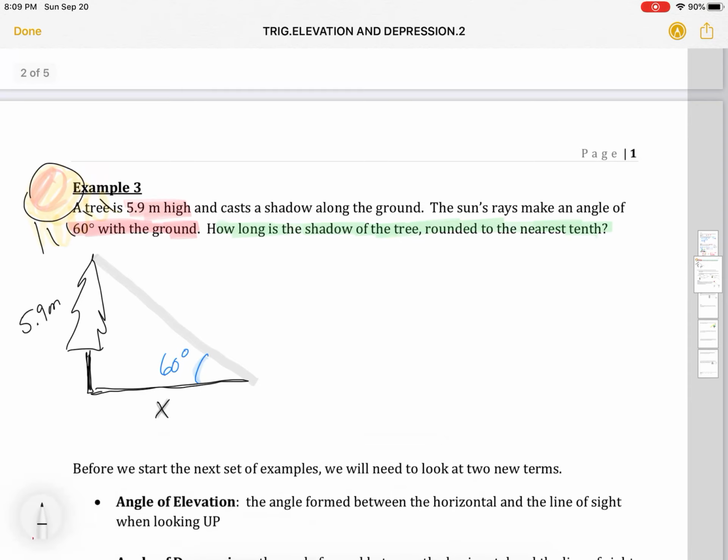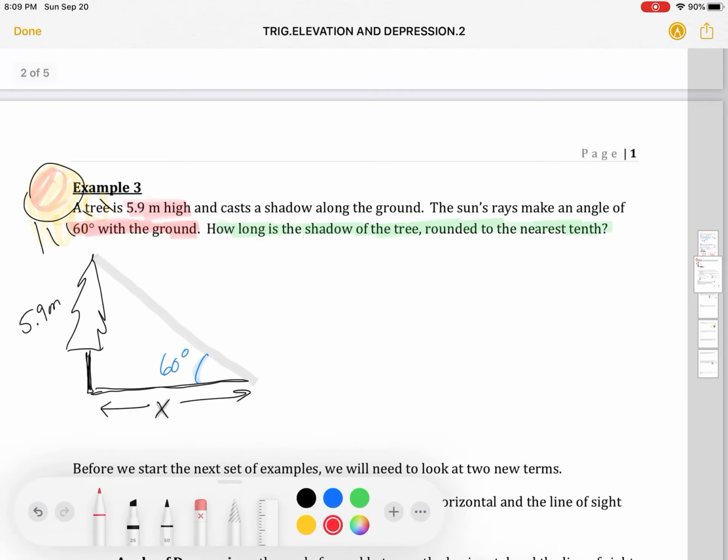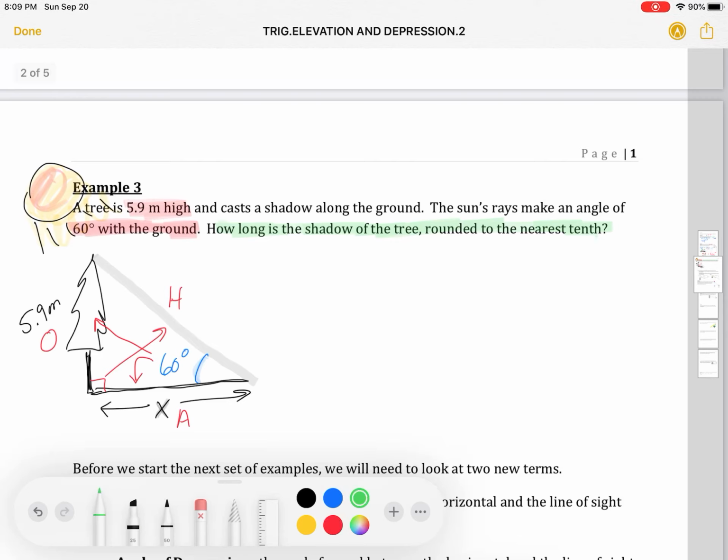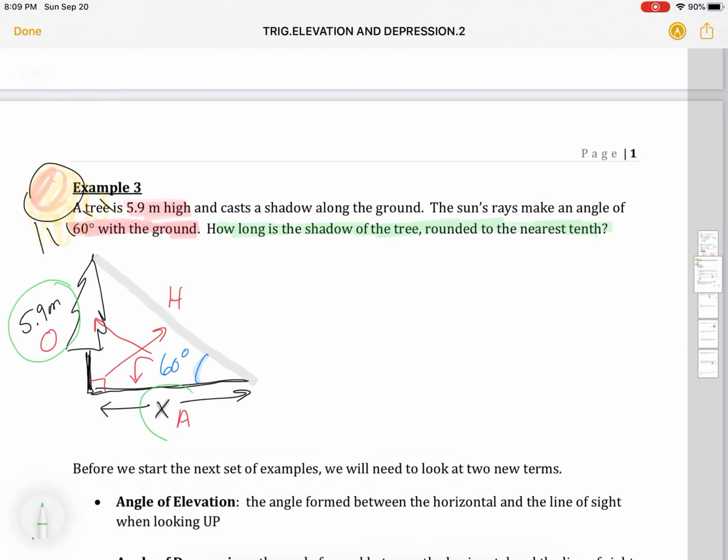It wants to know how long the shadow of the tree is, rounded to the nearest tenth. So if it's looking for the shadow, it wants to know this one right here, the length of the shadow. So let's do our labeling. This is my hypotenuse because it's across from the right angle. Once again, I know my opposite, and what I'm looking for, x, is my adjacent. So if I circle what I know, it's opposite. What I'm looking for is adjacent. So think about my SOH CAH TOA.